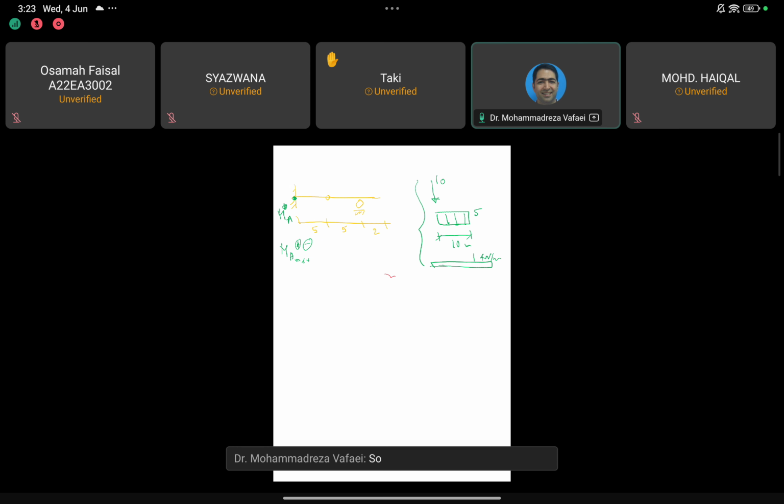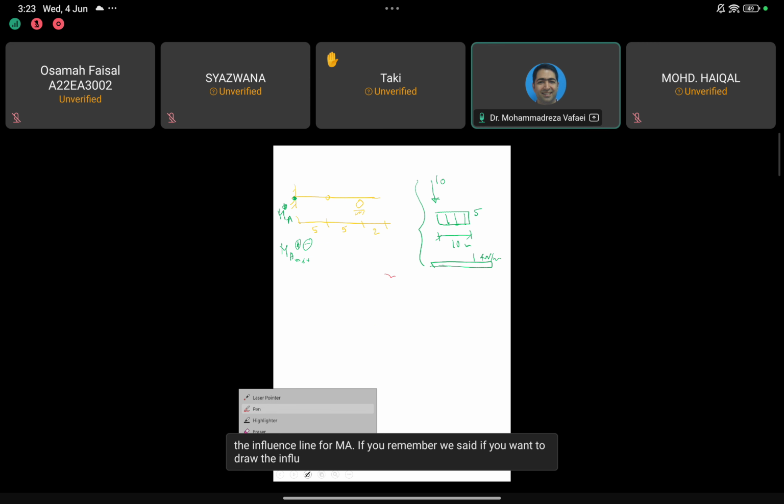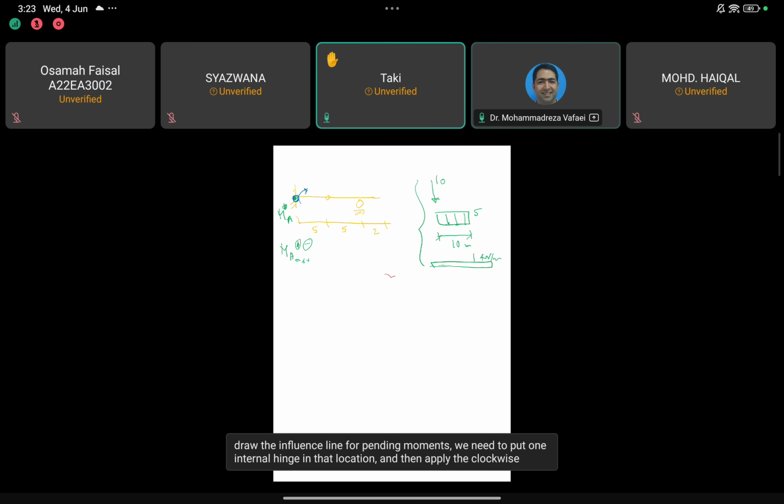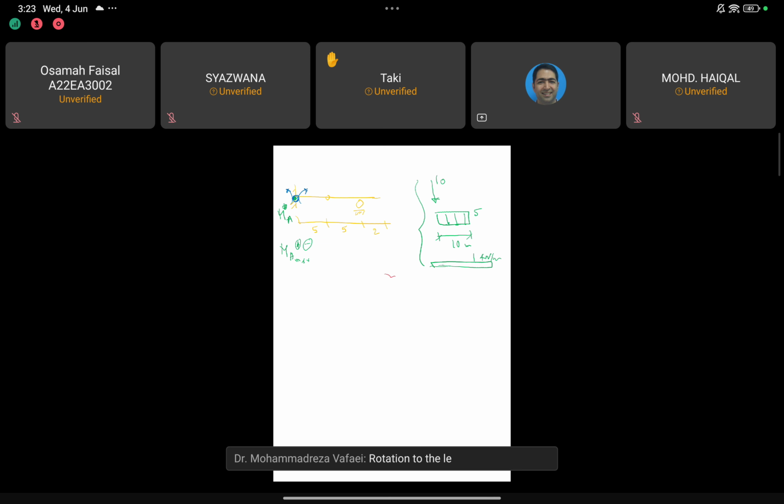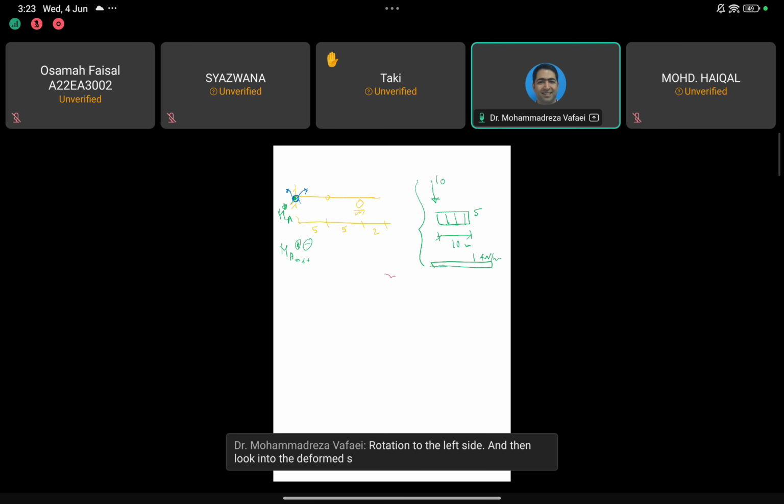So first things first, we need to draw the influence line for MA. If you remember, we said if we want to draw the influence line for bending moment, we need to put one internal hinge in that location, and then apply a clockwise rotation to the right side and a counterclockwise rotation to the left side. And then look into the deformed shape. The deformed shape is the influence line. So let me draw that one.